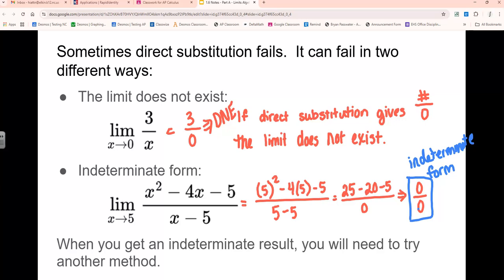Yes? What about the, like, 3 over 0 situation? No, 3 over 0, do not try anything else. Your answer is does not exist. So if you get any number besides 0 divided by 0, that's an automatic does not exist. So if you get that, you can feel relieved. Oh, I don't have to do anything else. This one is just does not exist. But if you get 0 over 0, you've got to try something different for that.